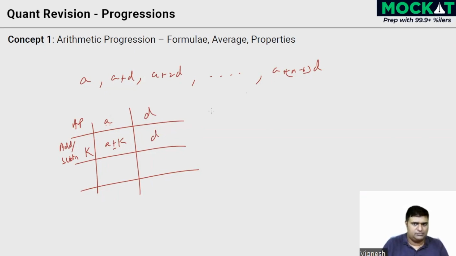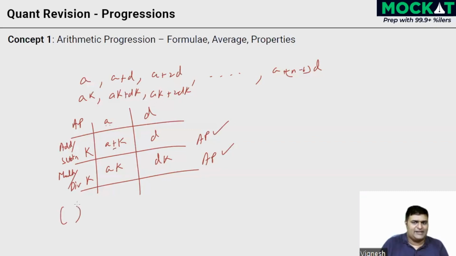No changes to that. If I'm going to be multiplying or dividing by k, then a becomes ak, d also becomes dk. Just look at it. If you multiply each of these with k, you get ak, ak plus dk, ak plus 2dk, right? So my common difference becomes dk. ak is my first term. That's it. The AP still continues to be an AP, right? The terms are still in AP. There's no change to that. This is the impact.